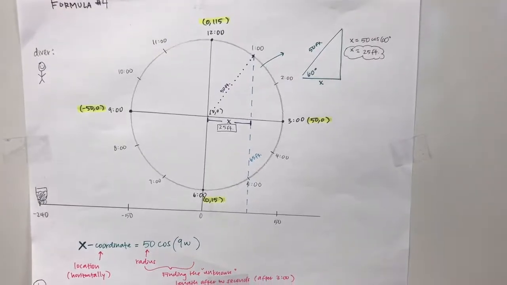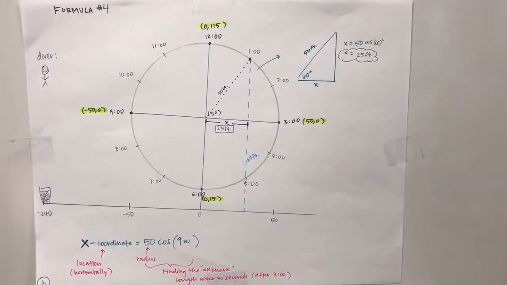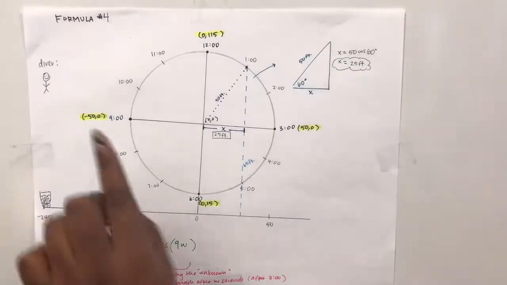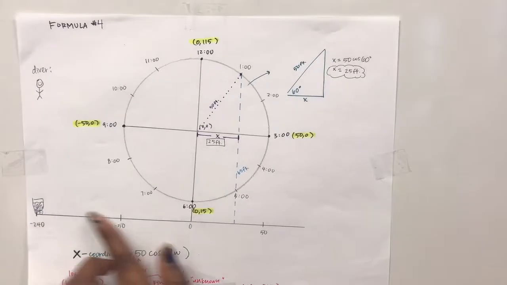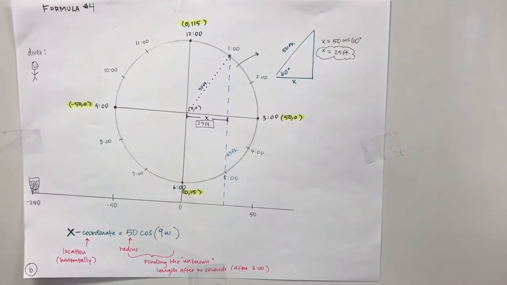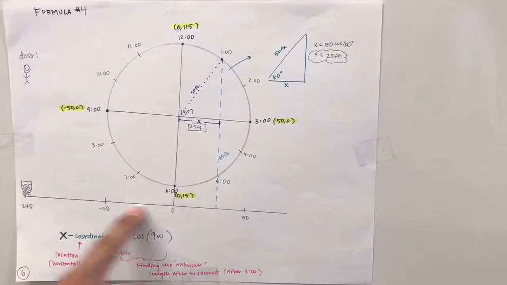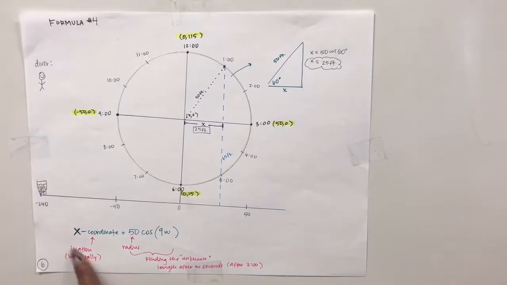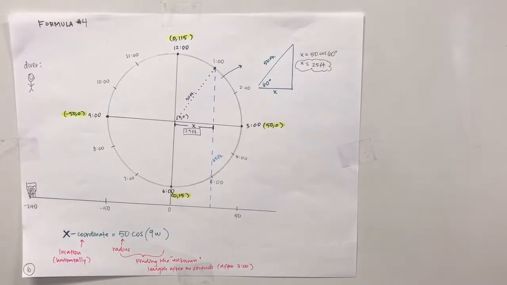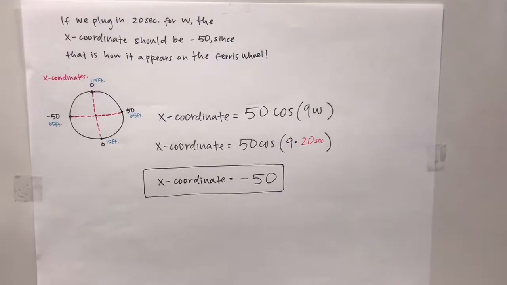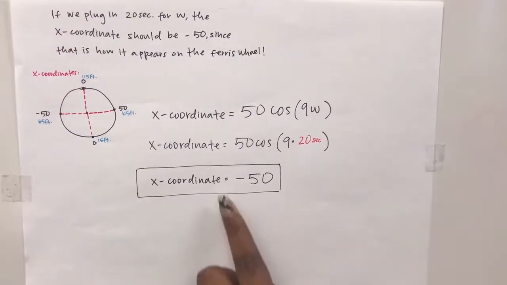We learned that sine has to do with the y-axis while cosine has to do with the x-axis. In the unit problem, we were asked to find the exact location for where the assistant would drop the diver. So that means we need to find the horizontal distance that the car would have to be in. This formula shows the horizontal distance or the x-coordinate that the cart travels in w amount of seconds. The x-coordinate is the location, 50 is the radius, and 50 cosine of 9w is finding the unknown length for w seconds. If we plug in 20 seconds for w, the x-coordinate should be negative 50 since that is how it appears on the Ferris wheel.